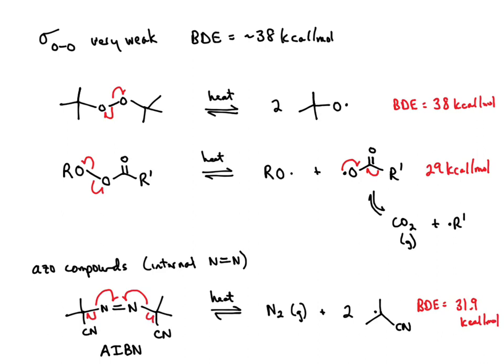And so now that we know how to generate radicals in the first place, we need to kind of know what they do afterwards. Right. Once they're generated, there are several reaction pathways available to radicals. So let's talk about the radicals and their reactivity. All right. So these are classes of reactions. These aren't particular reactions, but there are ways that we can draw the curly arrows for radicals.